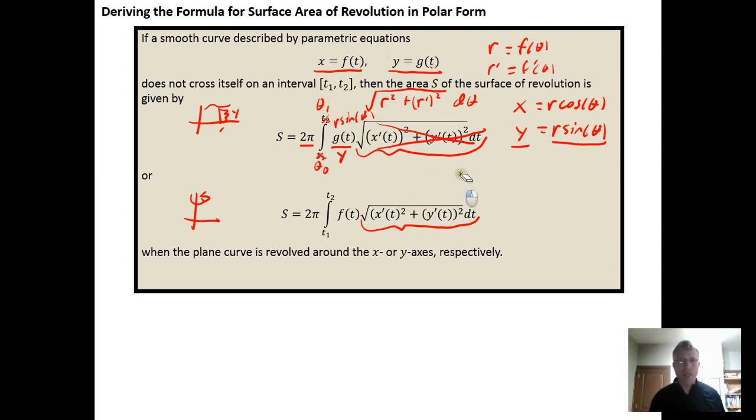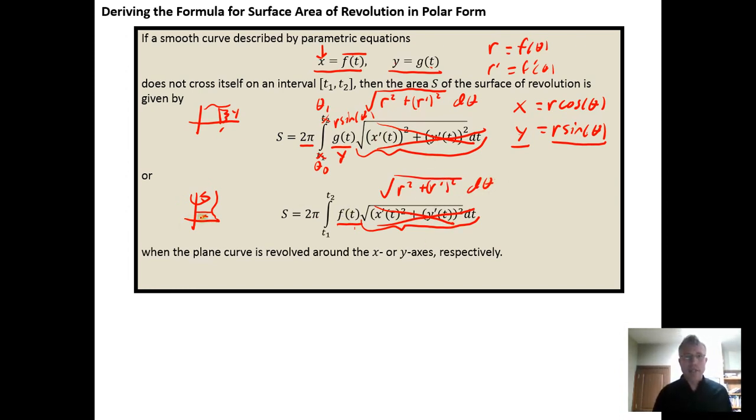So again, with the y-axis revolution, you're revolving some curve around the y-axis, which means your radii are the distance from the y-axis to the curve, but that's just the x-coordinate. So this f of t is how the x-coordinate, or the distance from the y-axis, is being described. 2 pi times the radius is the circumference, and then the circumference times the arc length. So again, you just replace the arc length with the derived arc length in polar form, the square root of r squared plus r prime squared d theta, from two videos ago.